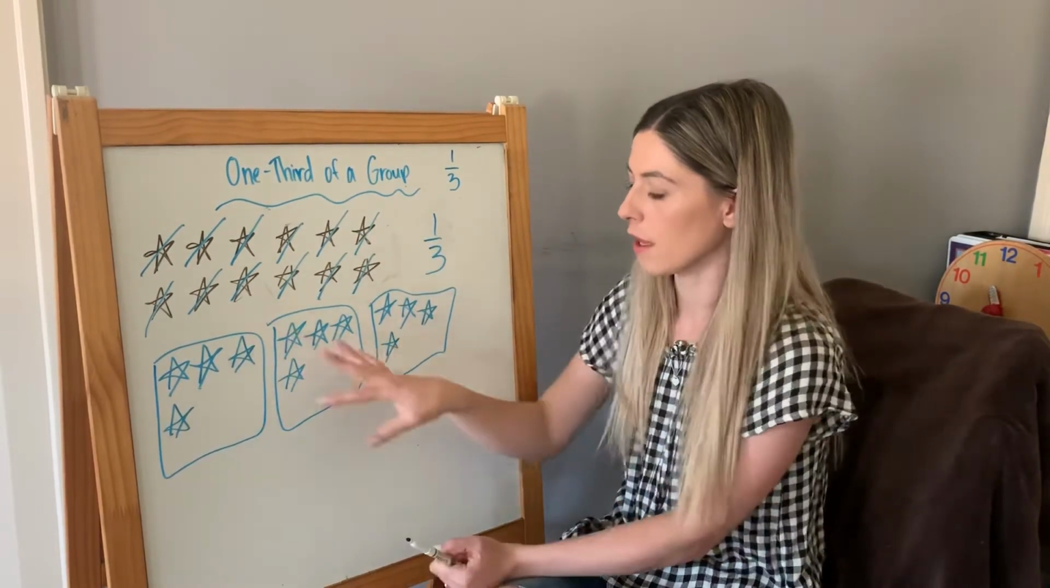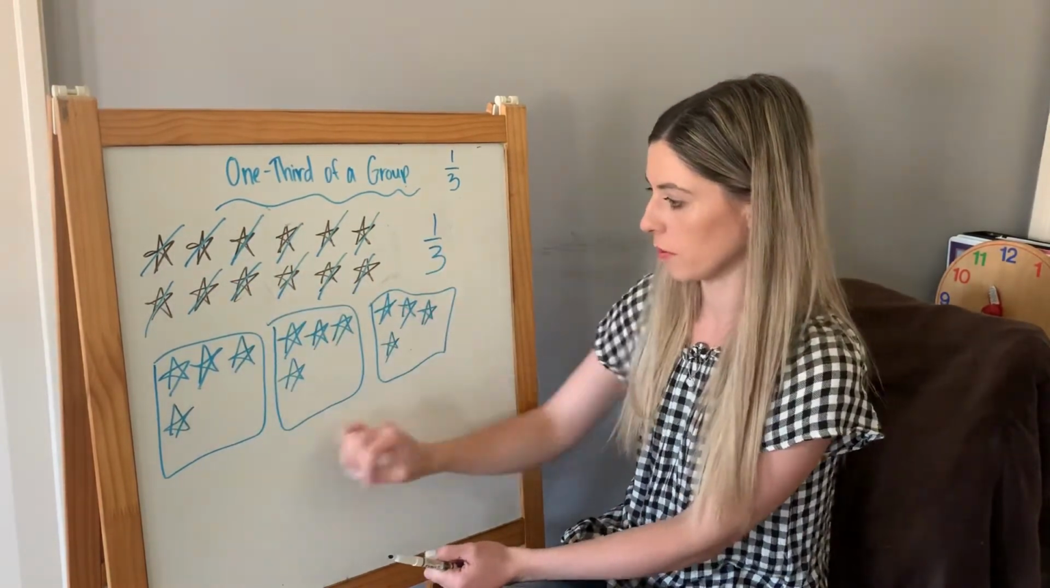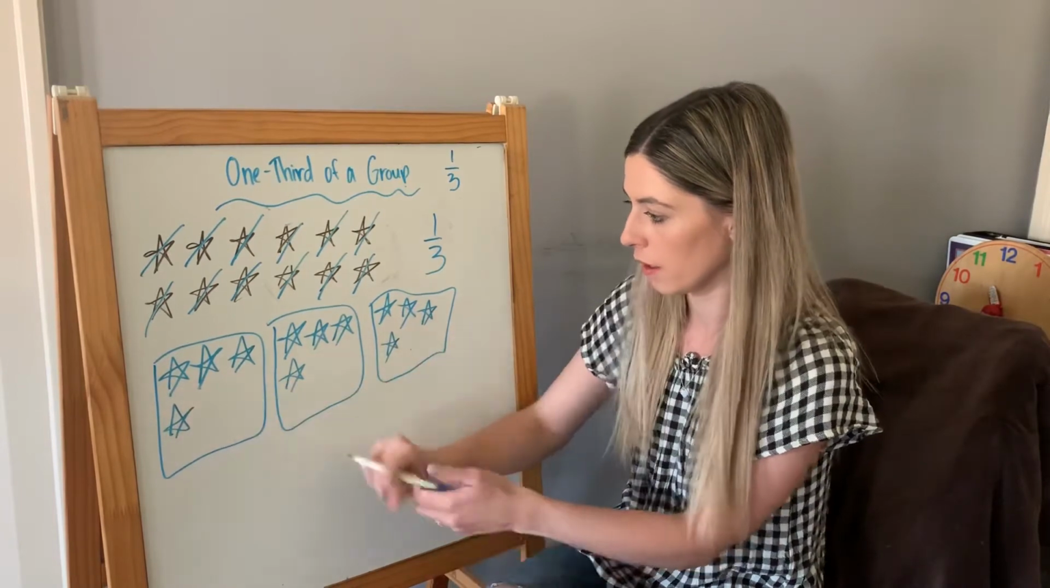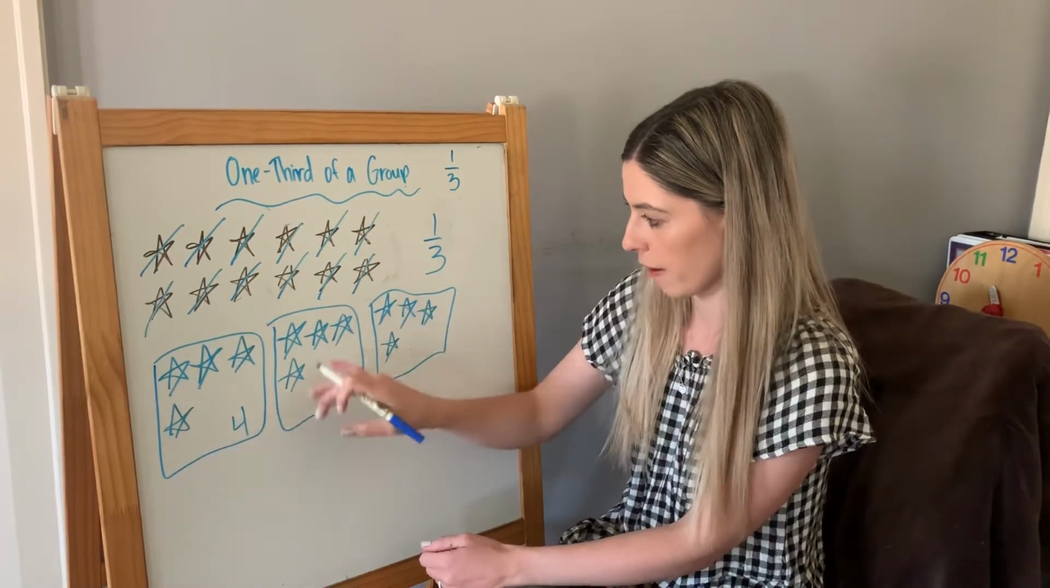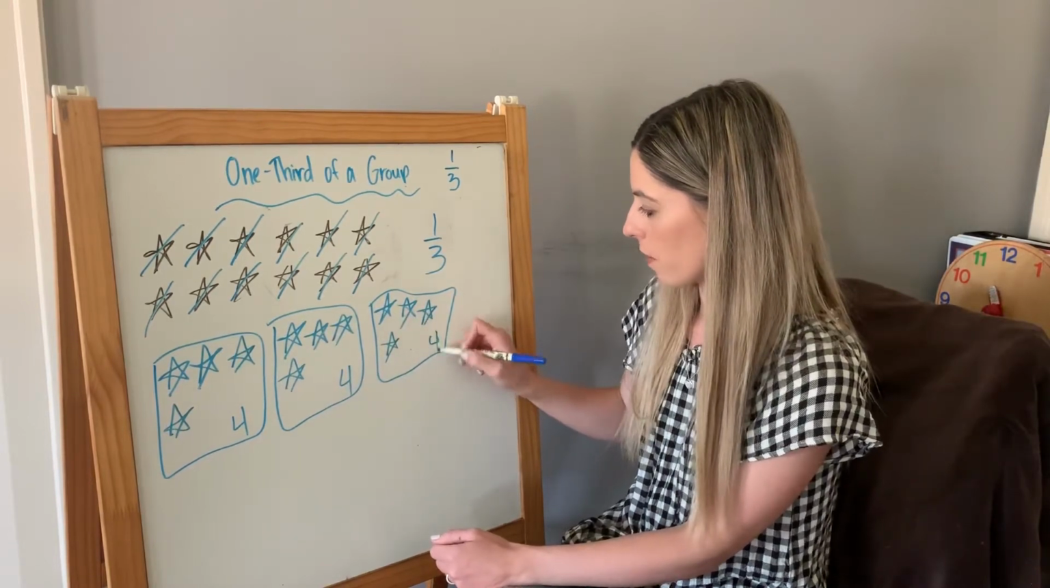So now I'm going to make sure that they're all equal. I've used up all of these stars up here. I'm going to make sure I have equal groups down here. I have 1, 2, 3, 4. I have 4 in this square. 1, 2, 3, 4. 4 in this square. 1, 2, 3, 4. 4 in this square.